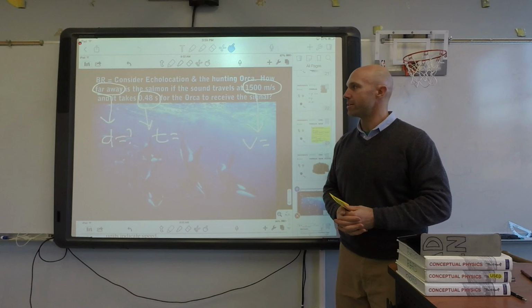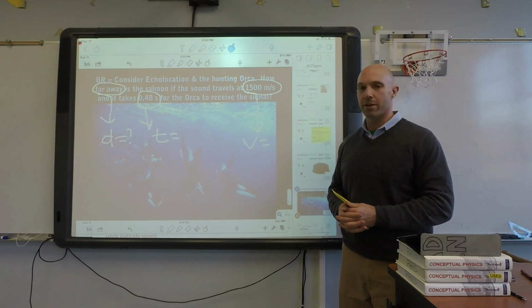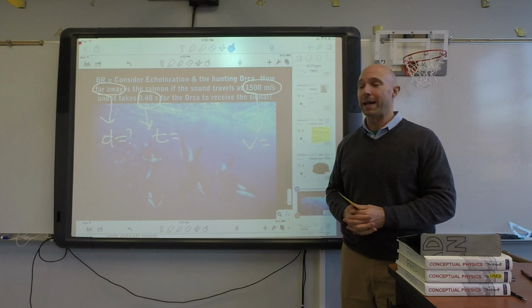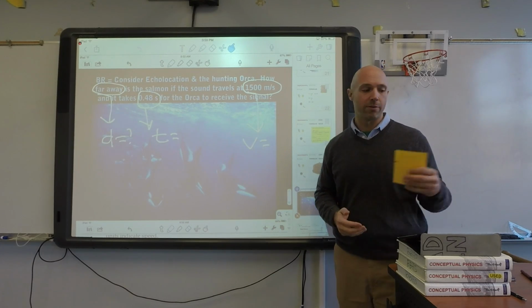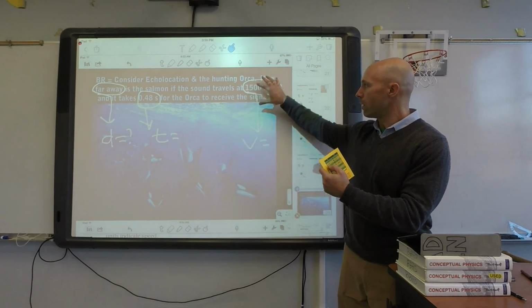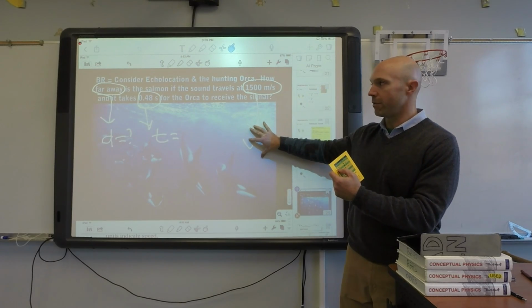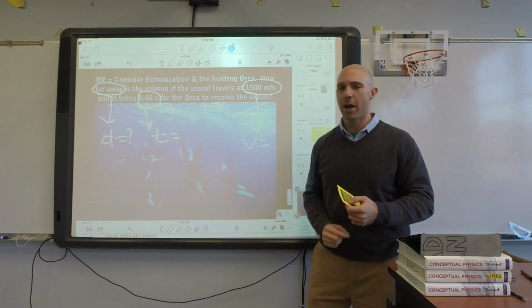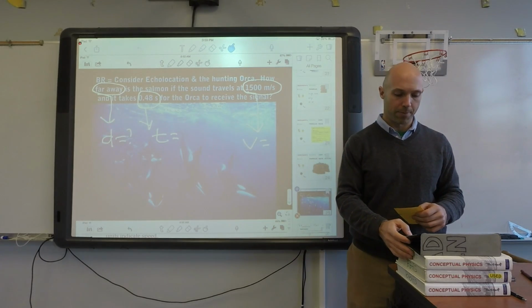How far away is the salmon if the sound travels at 1,500 meters per second and it takes 0.48 seconds for the orca to receive the signal? Our first step is labeling that problem. We're noting here's our velocity that's given. We're unsure of our distance, and we're given the time.